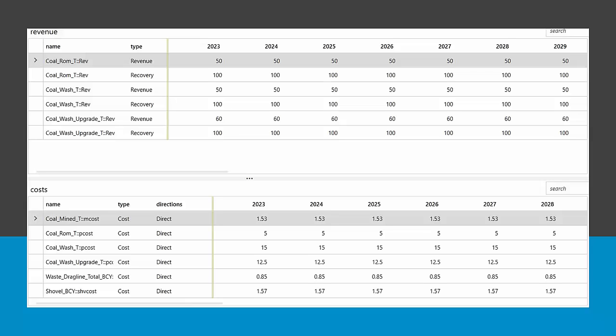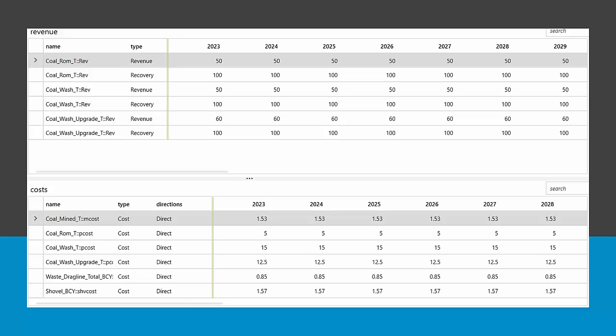So in here, I have 3 different products, essentially, or 3 different revenue streams. We have our ROM coal, and that's going to be at one price. We have our wash coal that's at the same price but doesn't have the blending constraints that the ROM does. We don't have to meet the ash constraint. And that's going to be the one that's the biggest issue in here.